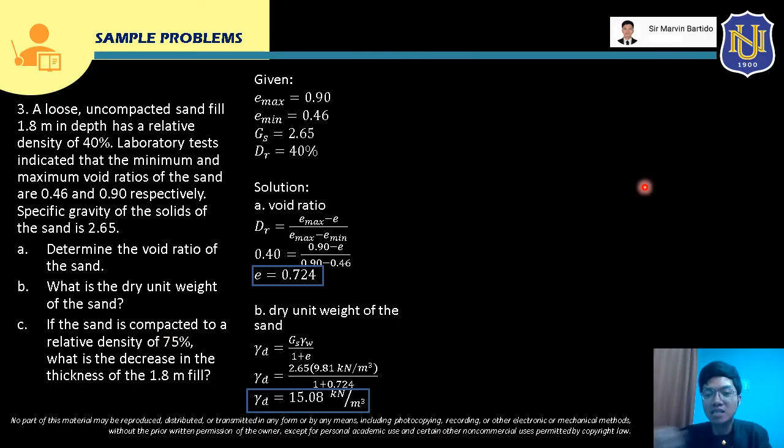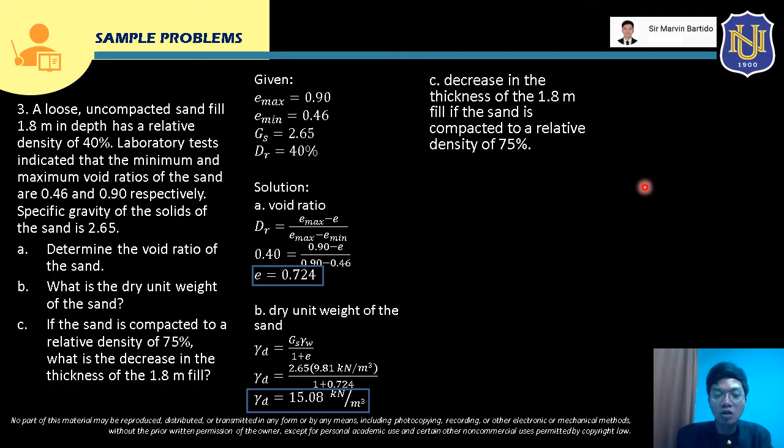Okay, so class, ito yung gagamitin nating formula to solve the decrease, no, or the change in the thickness. So this will be equal to the original thickness, which is 1.8 meter fill. So this is the thickness at 40% relative density. And then let's say yung T prime, class. So this is the thickness, class, no, kapag kinompak natin ng 75%, yung ito yung naging relative density, no.